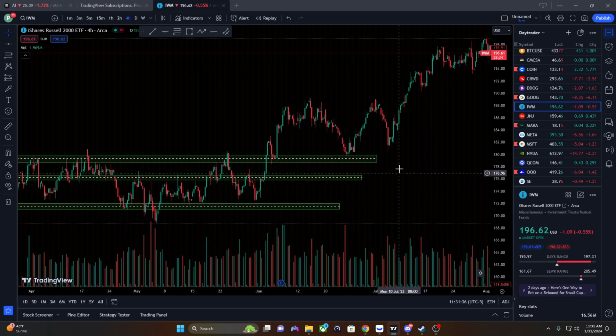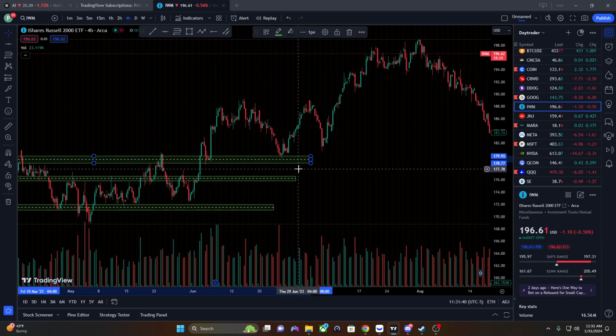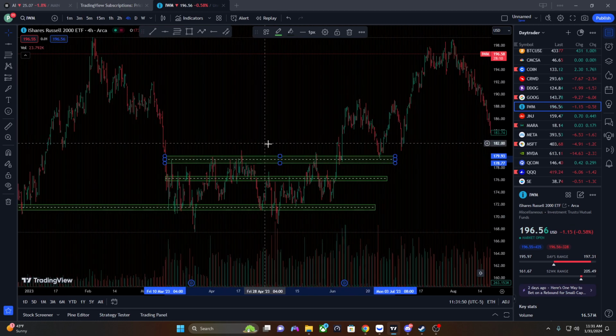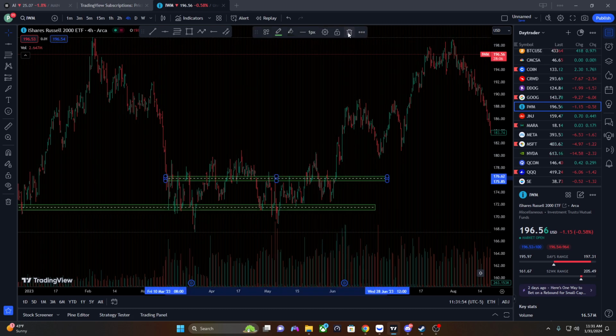With scalps, scaling out is really big because, like I said, you're locking in gains. With a scalp, you don't know how far it's willing to go before it decides to turn around on you. If it does keep going, that's great, you've got runners to catch it. But if not, then you collected most of your gains. Easy. Let me show you guys the day trade stuff.